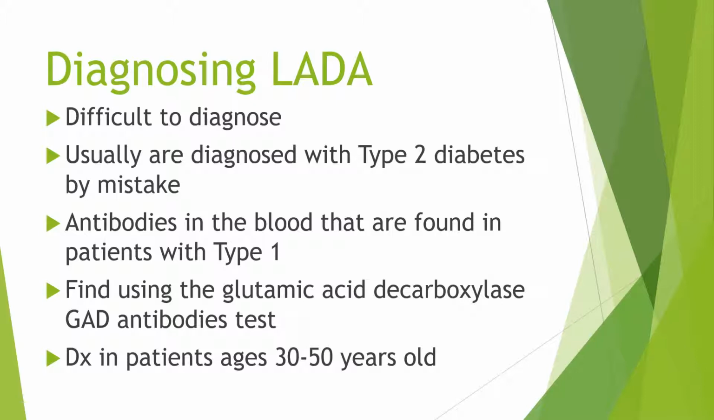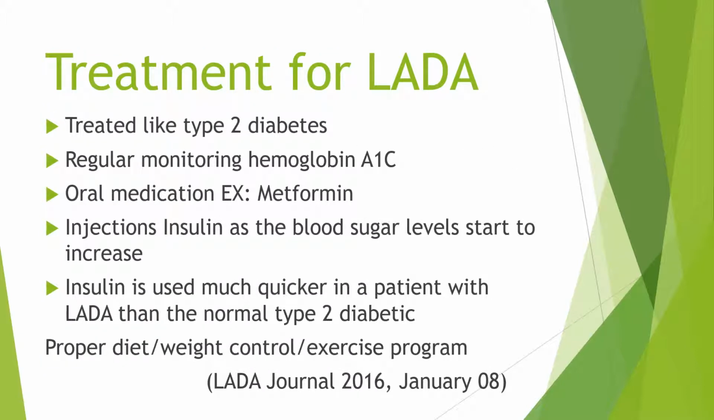And that test is called glutamic acid decarboxylase, or GAD, antibody test. Diagnosing patients with LADA is usually at ages 30 to 50. But like I said, sometimes it's 70 to 80.